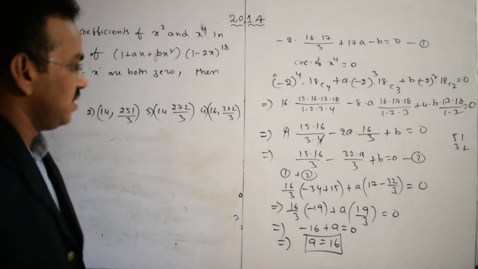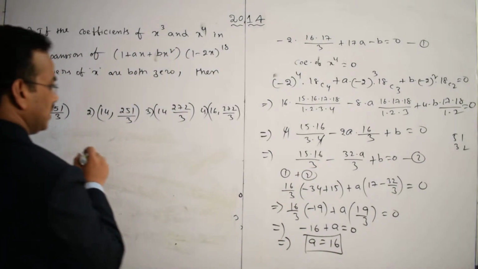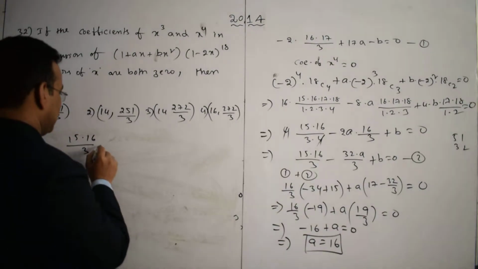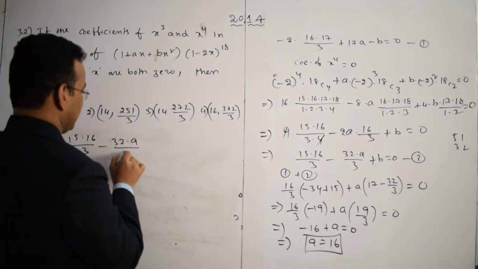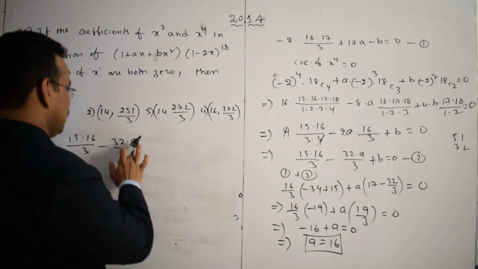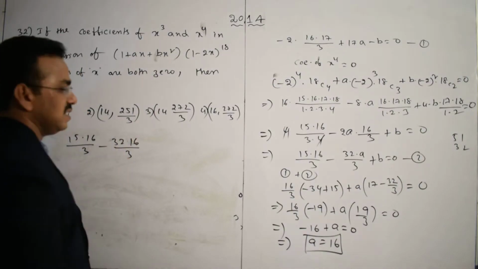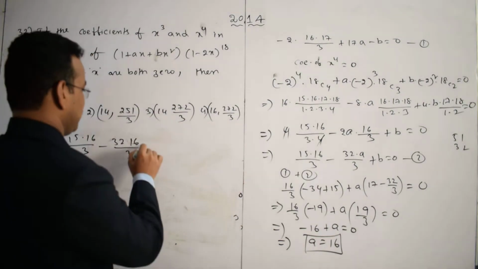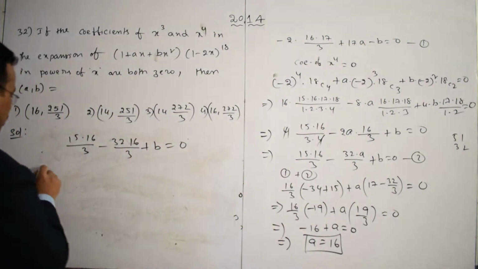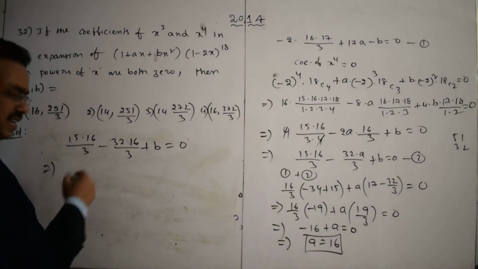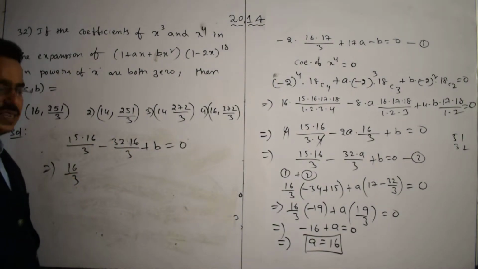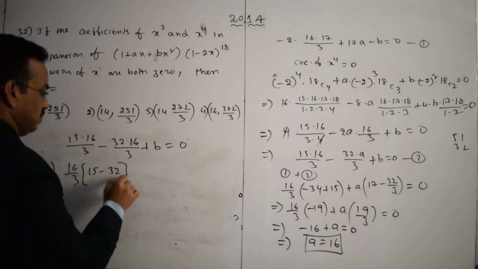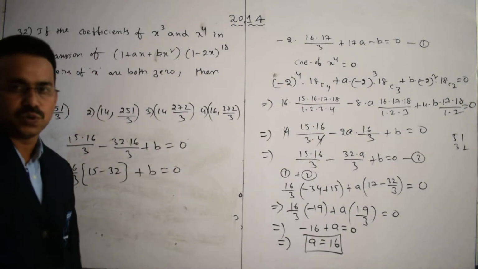Finally we will get. So what is the second equation? 15 into 16 by 3. Next minus 32 into a by 3. 32 into a. A means how much here? 16 only. 16 by 3. Yeah, exactly, 16 by 3. Next plus b, plus b equal to 0. Now this implies, simply you can take 16 by 3 outside easily. 16 by 3 is out. What does remain here? 15 minus 32 plus b equal to 0.